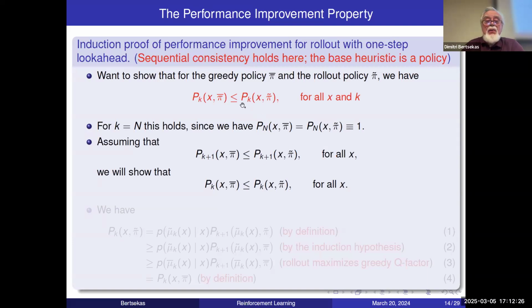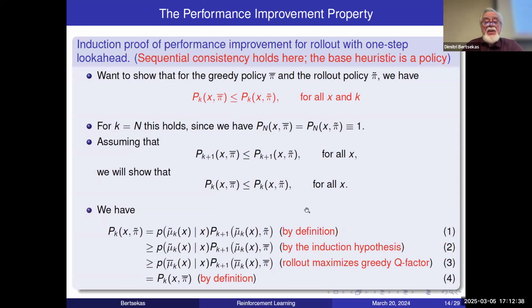Assuming that this performance improvement property holds for all x at time k plus 1, we're going to show that it holds at time k. And that's basically a one-equation proof with multiple components. Okay, we want to show that this is bigger than that. And we show it by a string of inequalities. Here, the first one is an equality.